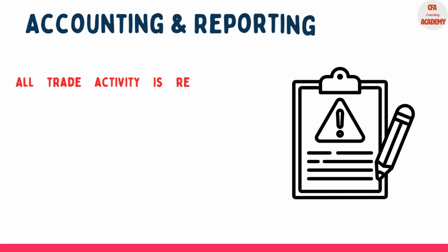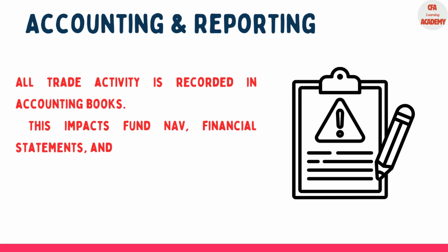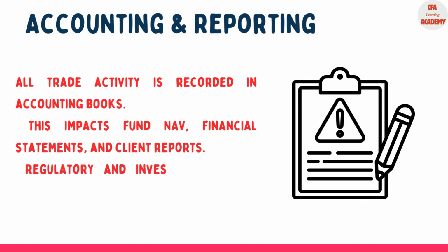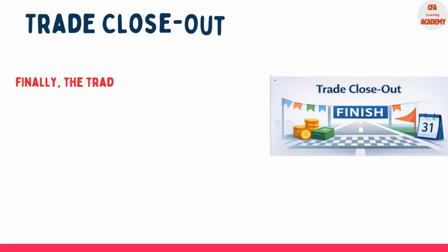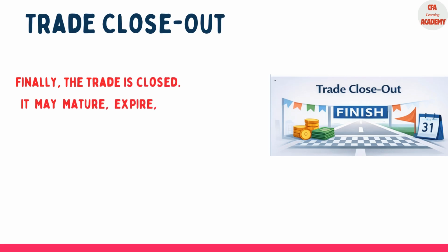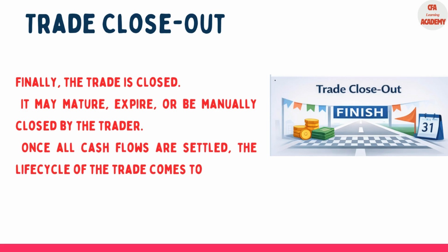All trade activity is recorded in accounting books. This impacts fund NAV, financial statements, and client reports. Regulatory and investor reporting also happens at this stage. Finally, the trade is closed. It may mature, expire, or be manually closed by the trader. Once all cash flows are settled, the life cycle of the trade comes to an end.